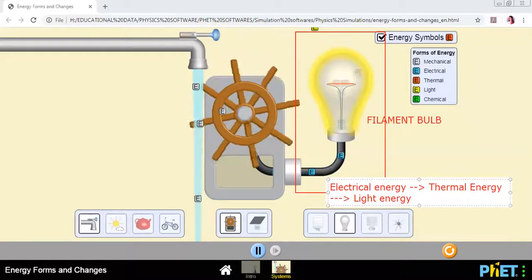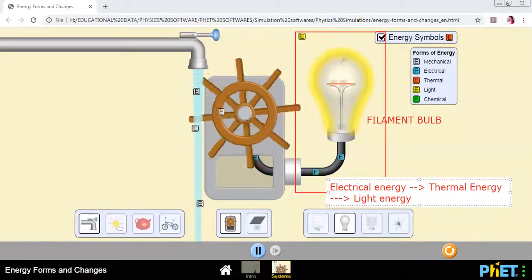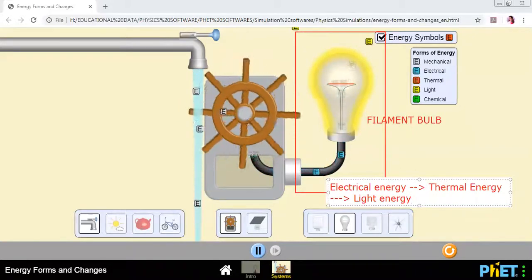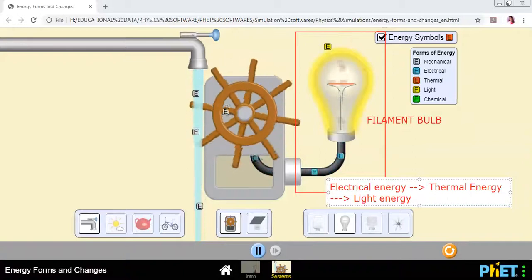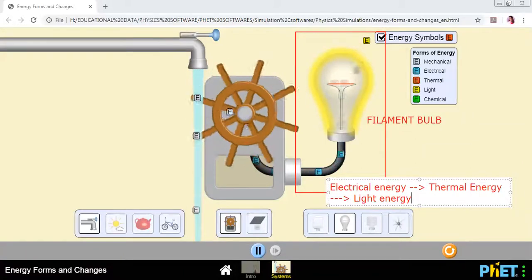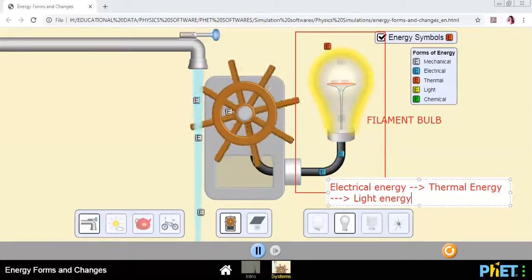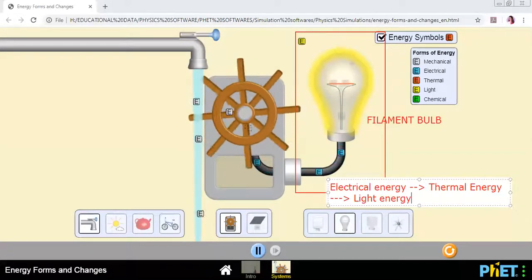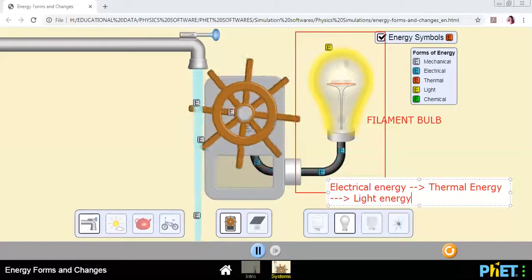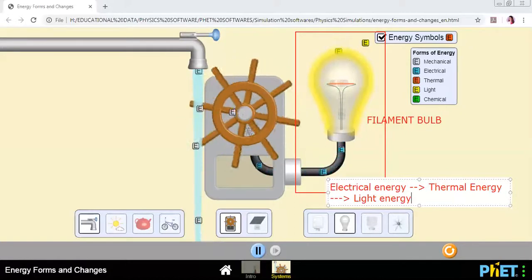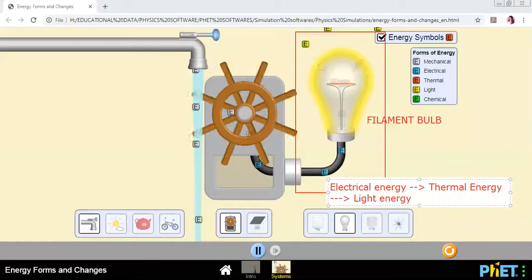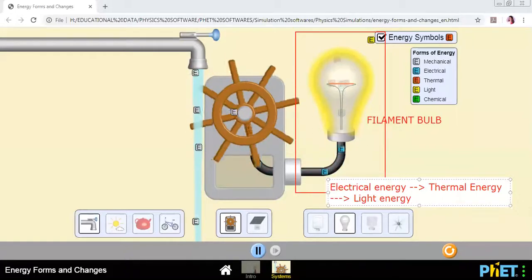What is the meaning of the word efficiency here? Efficiency means if we supply a particular amount of energy to it, how much of that energy we have supplied is being converted for its fundamental purpose. Now what is the purpose of a bulb? The purpose of a bulb is to give us light energy.